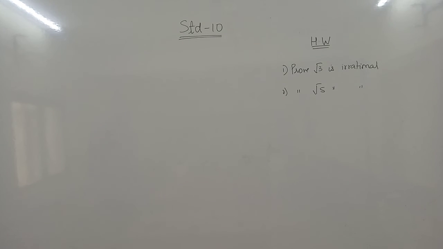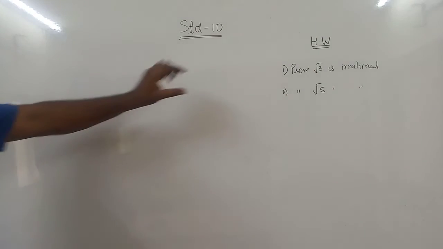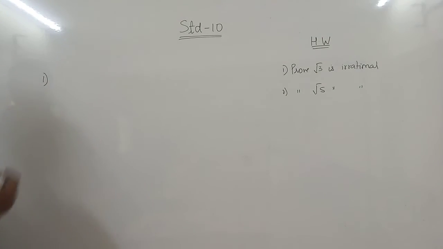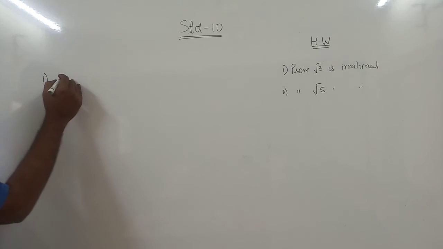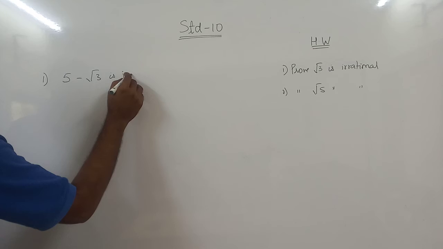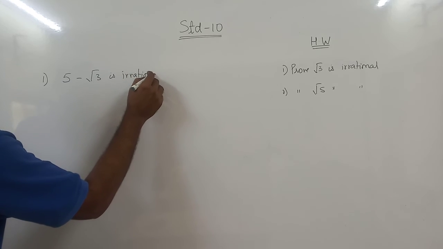This will be asked for almost 3 marks. These sums are asked for 3 marks. But there are certain sums which are asked for 1 mark only. So we'll try to see the sum having 1 mark. Show that 5 minus root 3 is irrational. Now you understand this sum.